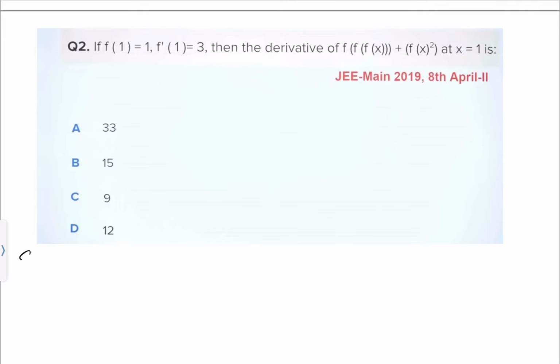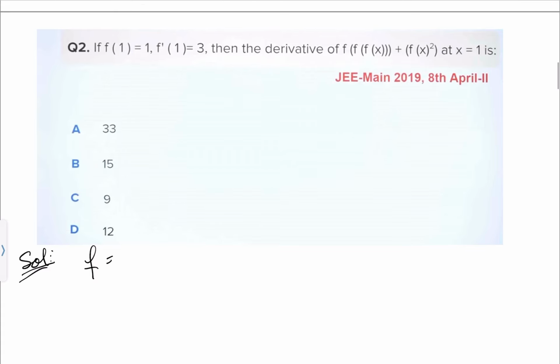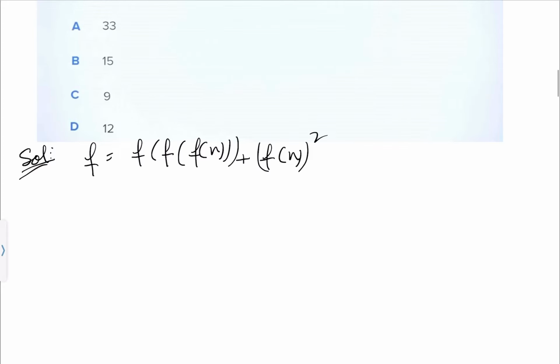So again we'll start our solution. We will write our given term. What we need to find is f of f of x plus f of x whole square, and now we will find dy by dx of this term.